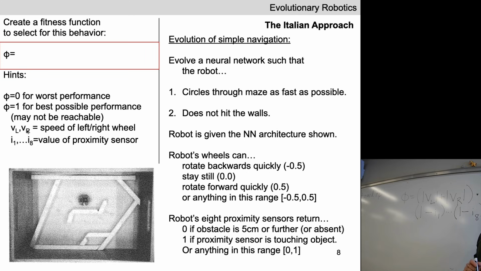So in your head, I want you to imagine this robot moving around in the maze and these values arriving at these 1, 2, 3, 4, 5, 6, 7, 8, 9, 10 variables.